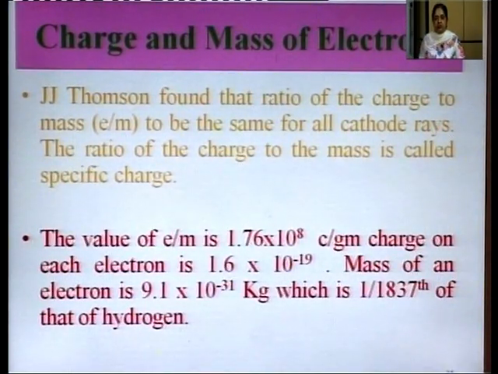Charge on each electron is 1.6 × 10^-19 coulomb and mass of an electron is 9.1 × 10^-31 kg, which is 1/1837 of that of hydrogen.